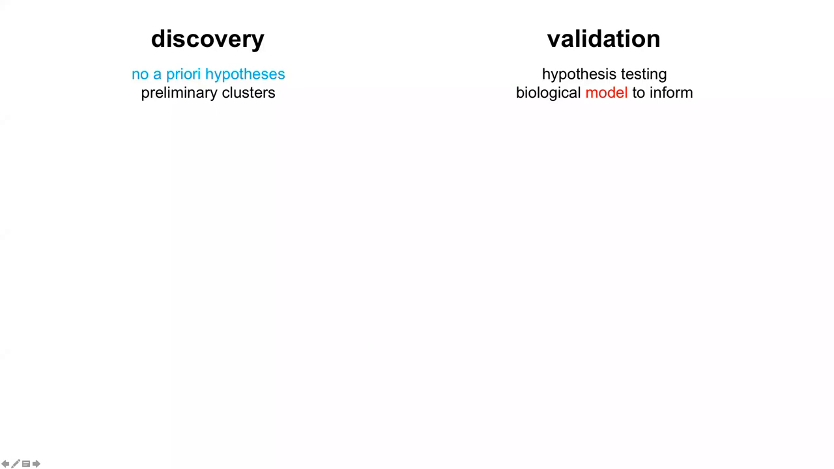When thinking about species delimitation, there are generally two types of analyses. I mentioned discovery-based, where there are no a priori hypotheses, and this is where you identify preliminary clusters. These preliminary clusters serve as testable species level hypotheses, which are then sent to the validation phase and tested, where you use methods that have some biological model to inform species limits. This is the basic dichotomy in species delimitation analyses.